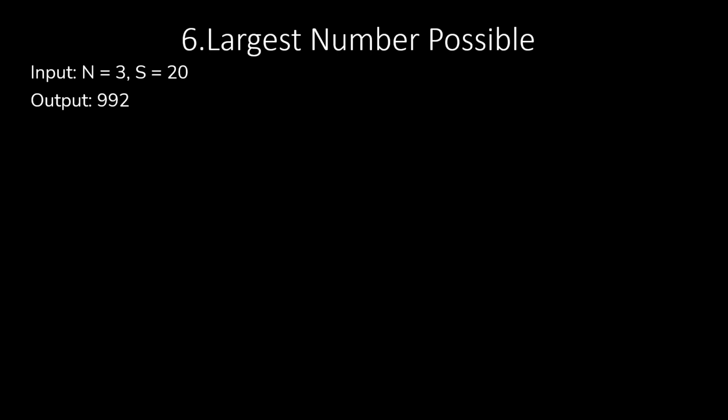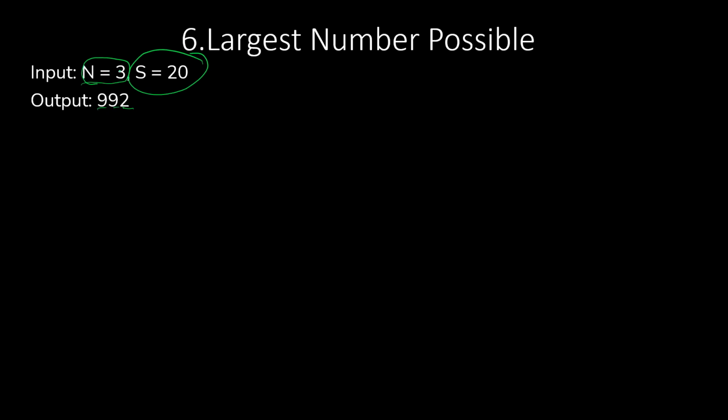Now coming to the question here, we have to find the largest number possible by using the value S here. S is equal to 20. We have to use this 20 and find the largest sum. You can see here there are 3 units of space, and here N is equal to 3. N represents the number of units.